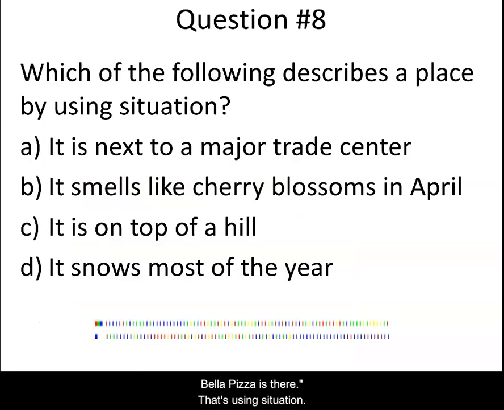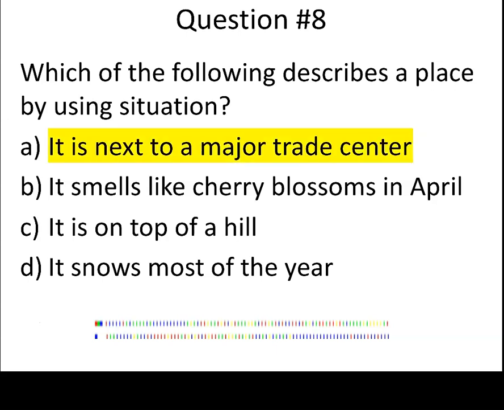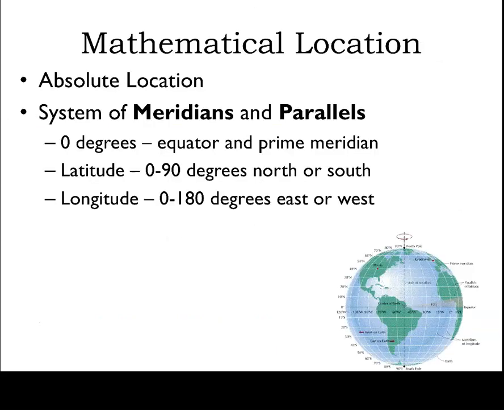That's using situation. Question number 8, which of the following describes a place by using situation? Take a look. Which one is using an example of something nearby to describe it? You're looking at A. It's next to a major trade center.